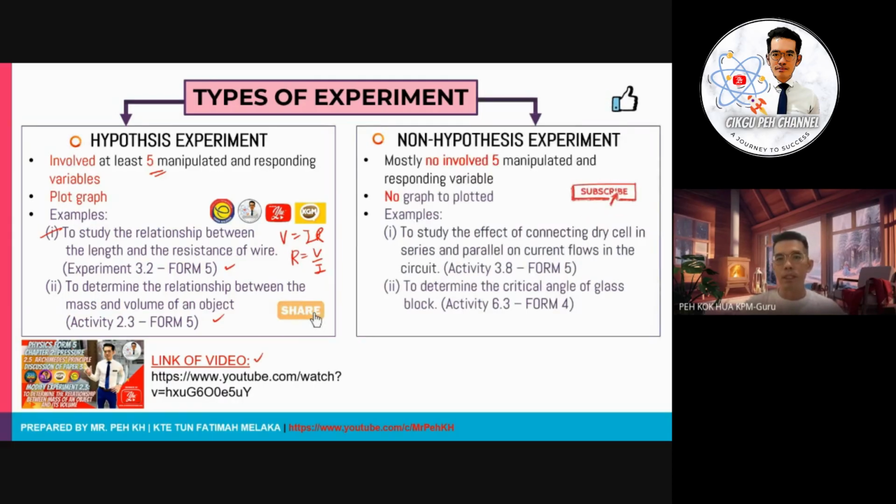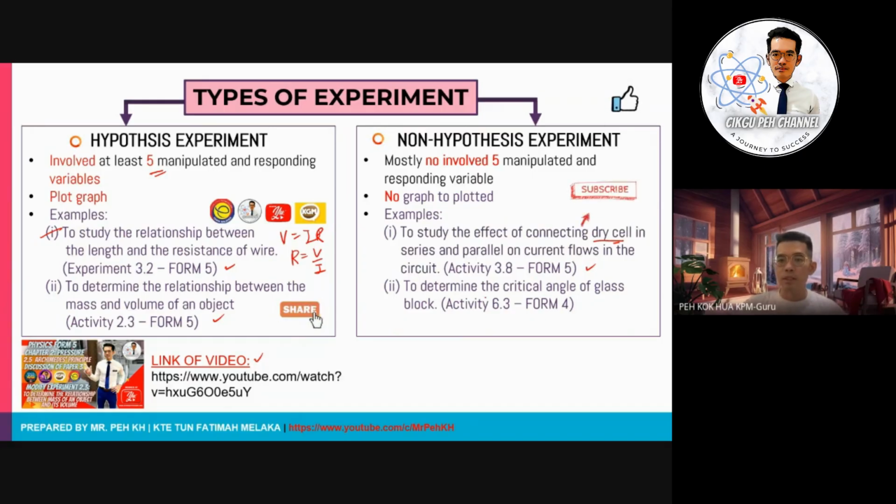Next is the non-hypothesis experiment. Here, normally there is no manipulated variable or responding variable, and students are not requested to plot any graph. We need to find out some values. For example, we want to see the effect of connecting dry cells in different arrangements on the current flow in the circuit. This is one of the experiments, but it is not a compulsory experiment for the Form 5 syllabus.